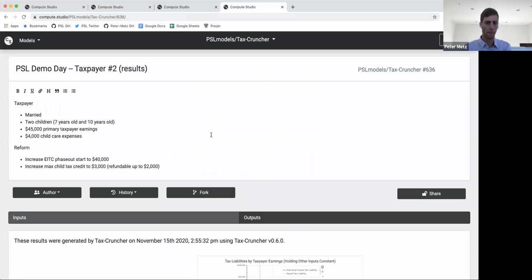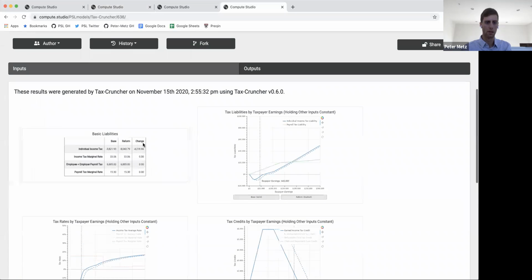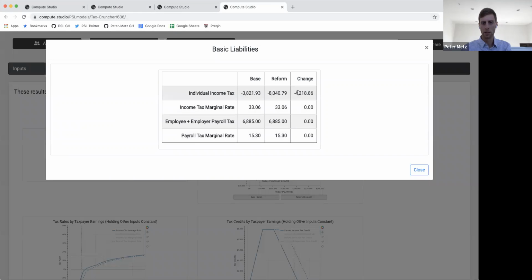So I'm just going to hop over here. All right, so our bottom line. Pretty big tax cut. These two reforms to the EITC and the child tax credit result in a tax cut of about $4,200. These negative amounts mean that the taxpayer is actually getting a refund, so they get a check in the mail. Our margins actually don't change, and neither do our payroll tax amounts because we didn't have any reform to payroll tax.